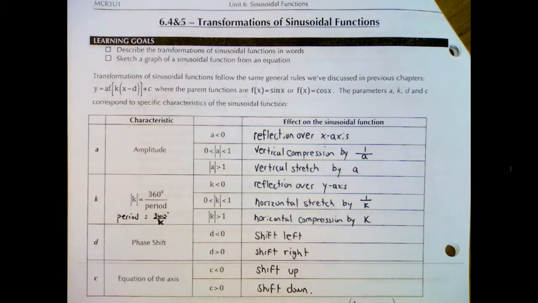D just stands for phase shift. There's not any unique feature there. But C represents the equation of the axis. So that C value in the equation is also the equation of the axis. And what you might remember, that equation of the axis is the line that runs right through the middle of the curve. It's like your equilibrium. It's halfway between the max and the min.